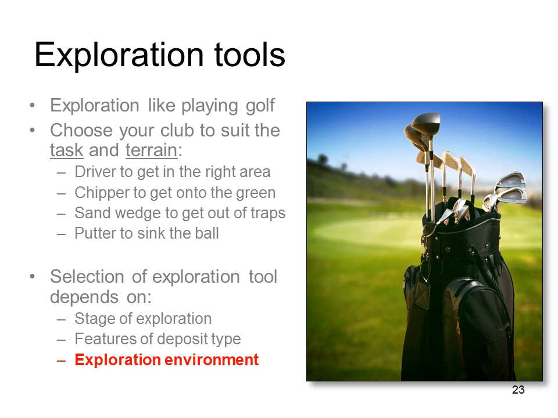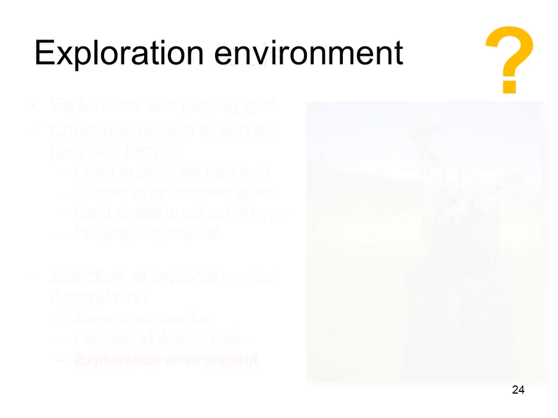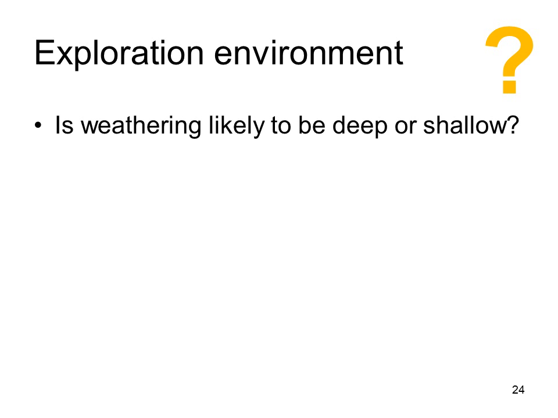The third main factor to consider in selecting exploration tools is the nature of the environment that you'll be working in. Here too, the geologist needs to ask himself a number of questions. For example, is the weathering likely to be deep or shallow? This is significant because the geophysical and geochemical characteristics of the original primary ore change as the mineralization is oxidized. Is there sufficient cover? Sufficient cover might mask radiation and obscure or disperse geochemical anomalies.